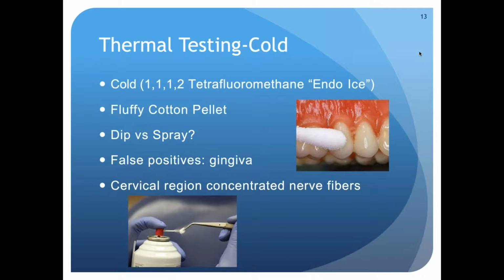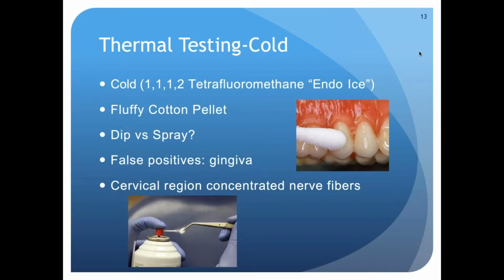And then, are you dipping or spraying? A lot of people just spray right on that cotton roll. Some endodontists use a Dixie cup and spray the refrigerant into the cup so you have a liquid in there, and then you dip your cotton pellet into that liquid and use that for your cold test. That is going to ensure that you have a very cold, concentrated cold in the cotton pellet.